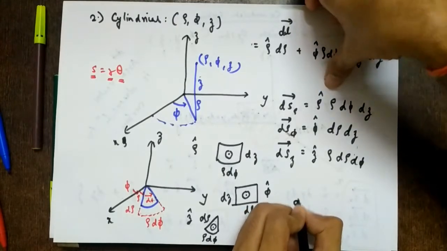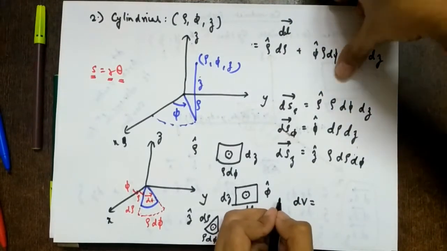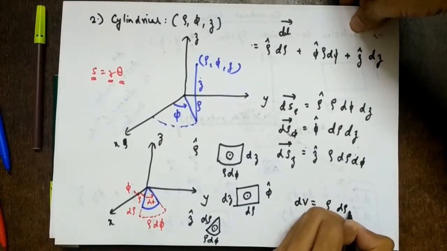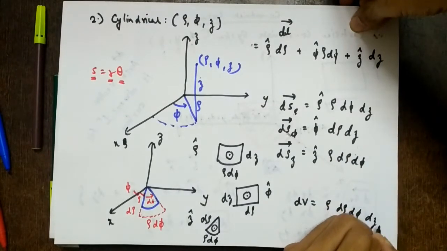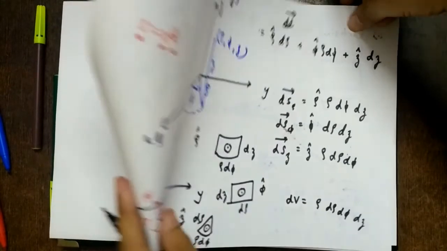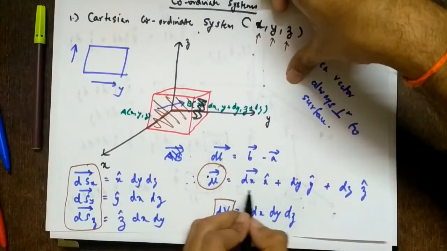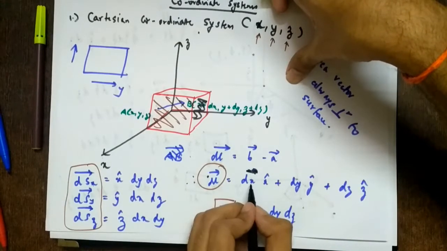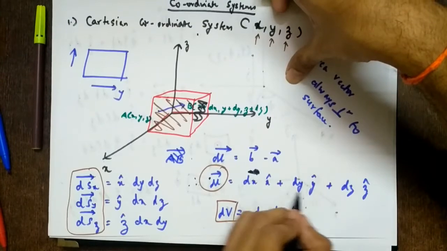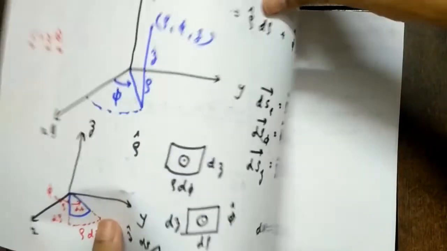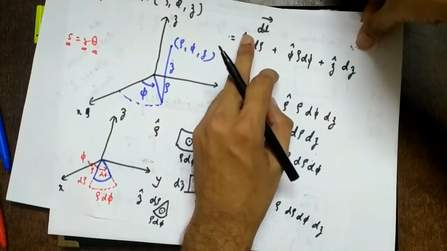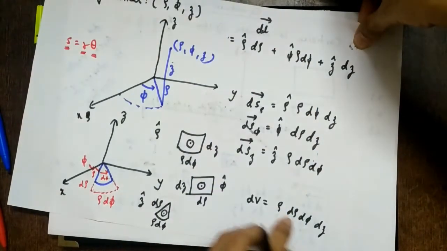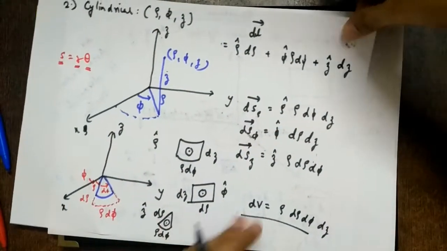So next, finally, what is remaining? dV. So dV will be just all the changes in the variables. So rho d rho d phi dz. If you observe how I wrote this, it is nothing but, sorry, this is not a vector, dx dy dz. That is, we just took the coefficients of dl vector for dV. Similarly, I took the coefficients of dl vector for the cylindrical coordinate system. So d rho is here, rho d phi and dz. So this is the way we can write dV.